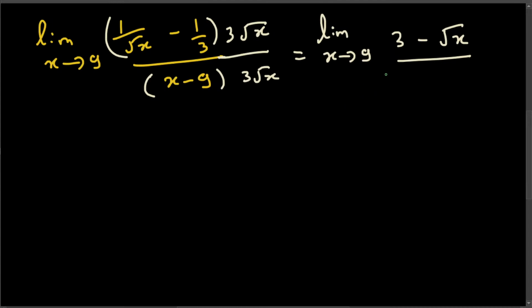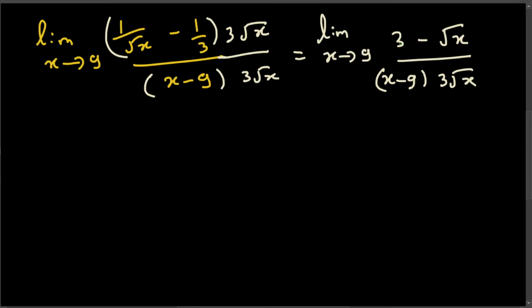Now I keep the denominator as it is, so this is going to be x minus 9 times 3 square root of x. Now here, as I see, I have nothing to cancel, so I cannot simplify this one. So we have to see what other things we can do.